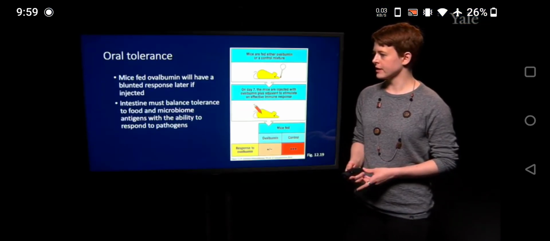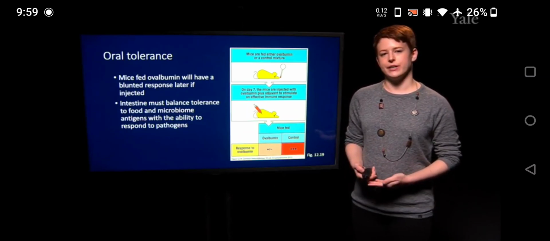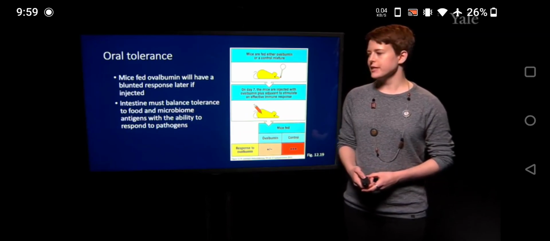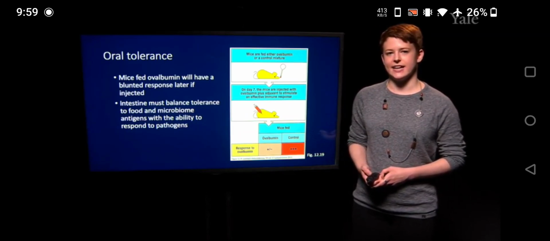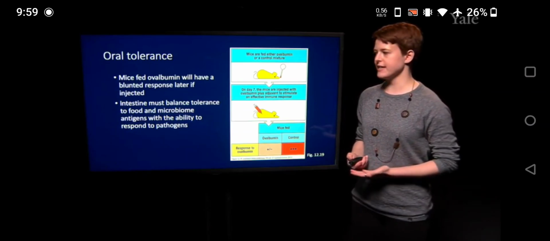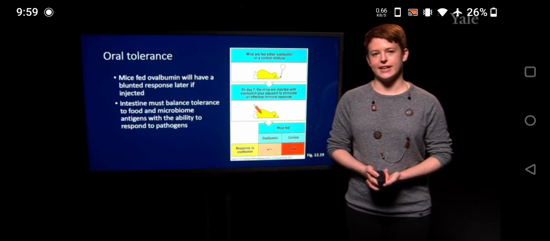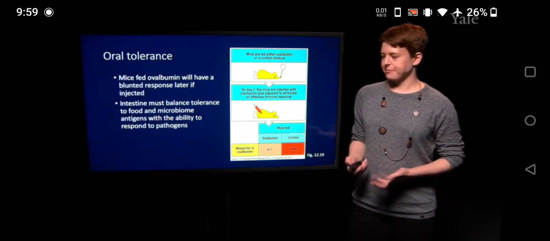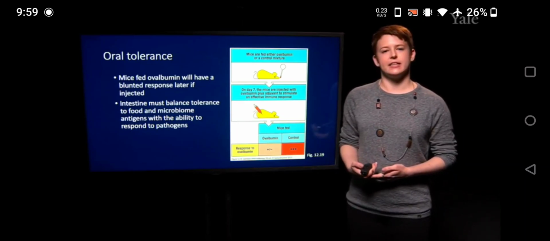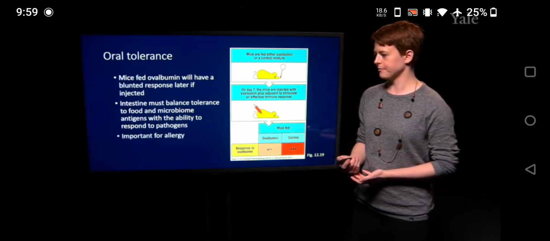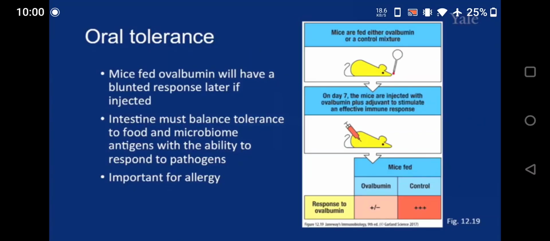And this is really important in the intestinal mucosa because the intestine is really unique in that it comes into contact with things that are good for the body, such as food, as well as coming into contact with microbes and antigens, which can be good or bad. So the gut needs the ability to respond to the pathogens, but not respond to the things that are good. And this is also important for allergy, which we're not going to talk about today, but we'll be talking about in a couple lectures. So just keep it in mind for later.